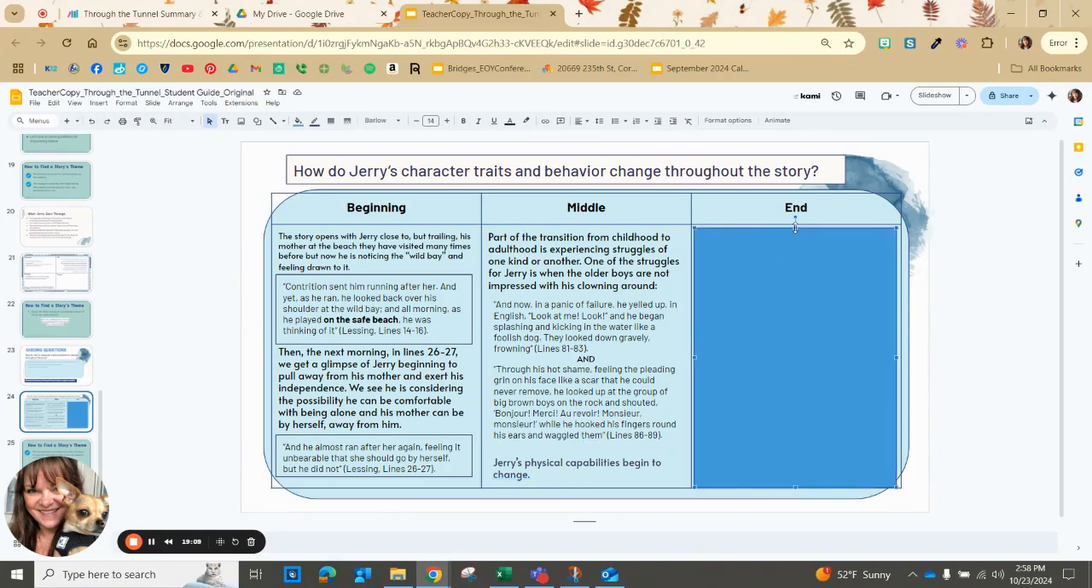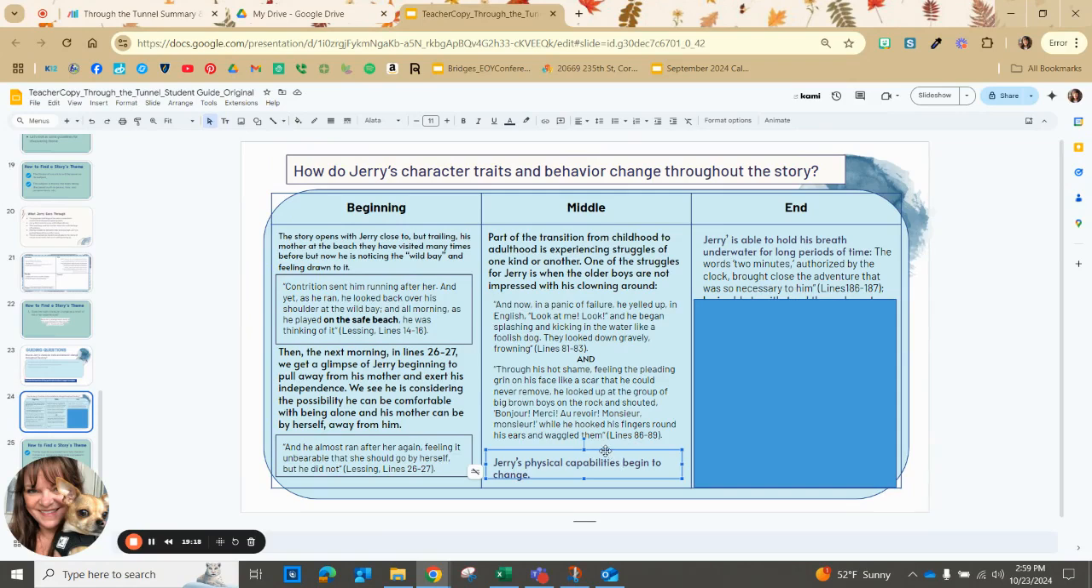All right, so toward the end of the story, we see that Jerry is able to hold his breath underwater. So I guess these are physical capabilities, if you wanted to add that to that column. I don't know. There are different ways of doing this. Anywho, so we see Jerry able to hold his breath underwater for long periods of time.